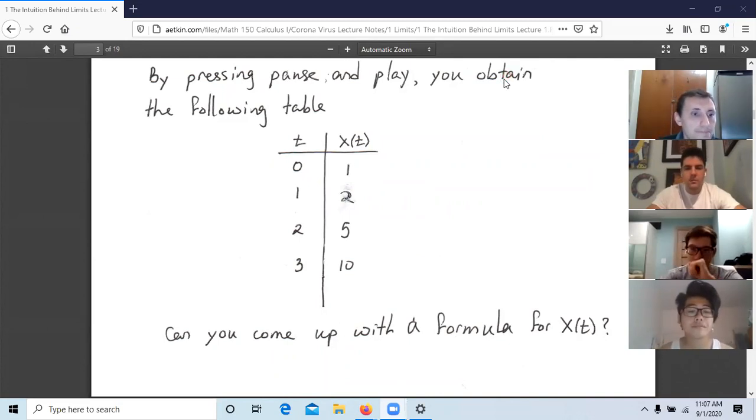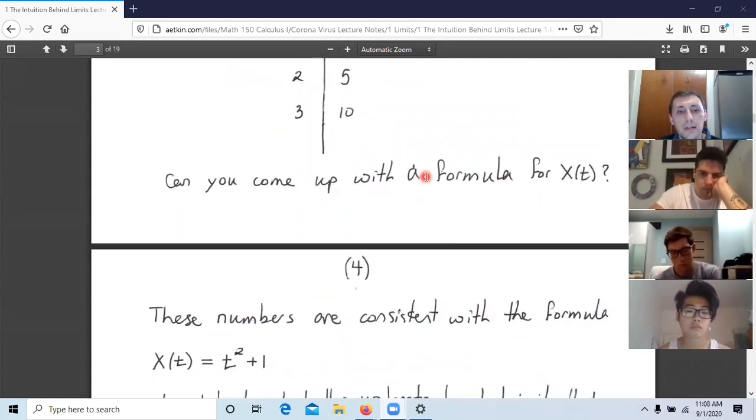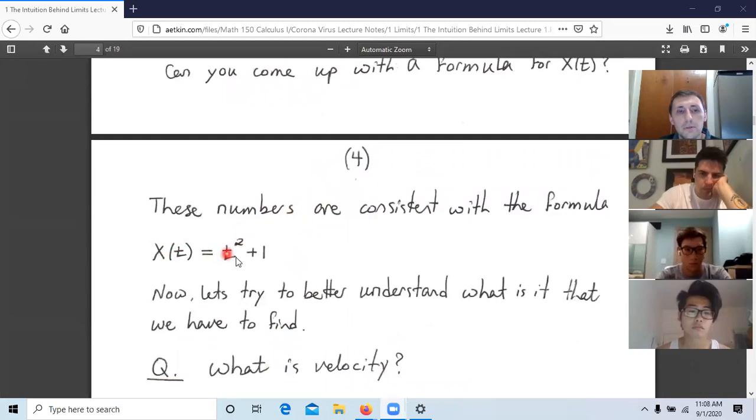Thank you, Kirill. It's t squared plus 1. Naturally, from this small amount of information, maybe it's not correct, right? But this is definitely a simple function, and it definitely agrees with the patterns observed. Okay, so that's our formula. X of t is equal to t squared plus 1.